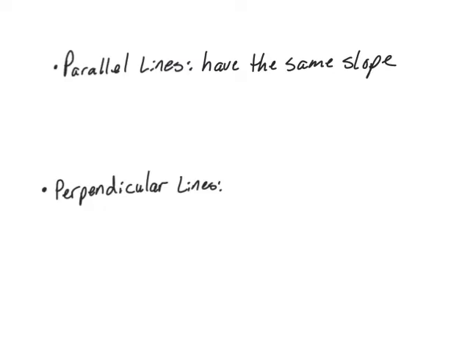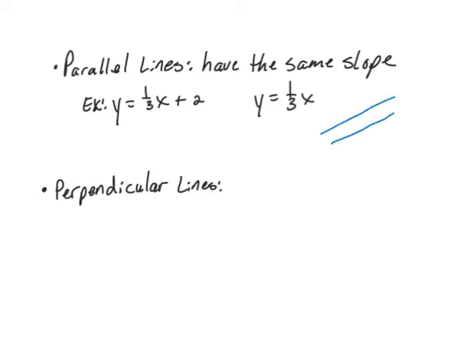So, for example, if you have two line equations, if I have a line y = 1/3 x + 2, and I have y = 1/3 x, these two are different lines because they have different y-intercepts. One is at 2, one is at 0, but they have the same slope. So that means they are parallel because if they have the same slope, they will never intersect, and that's our definition of parallel.